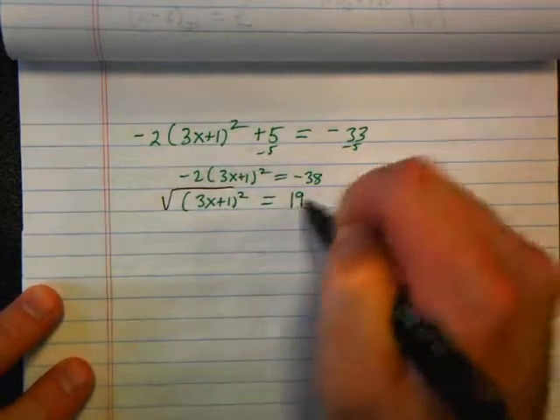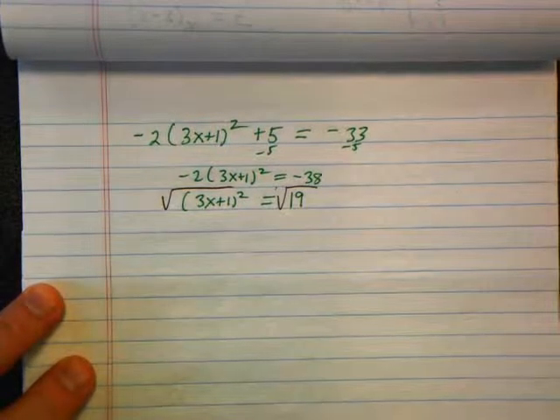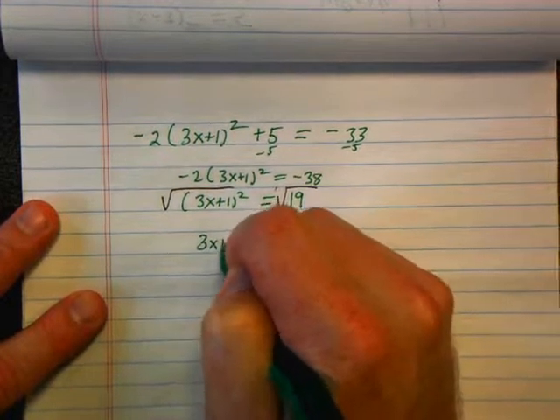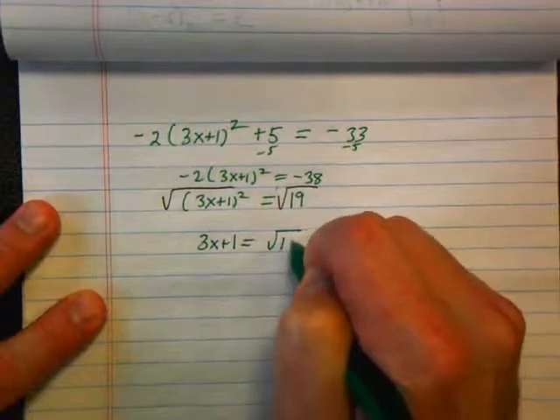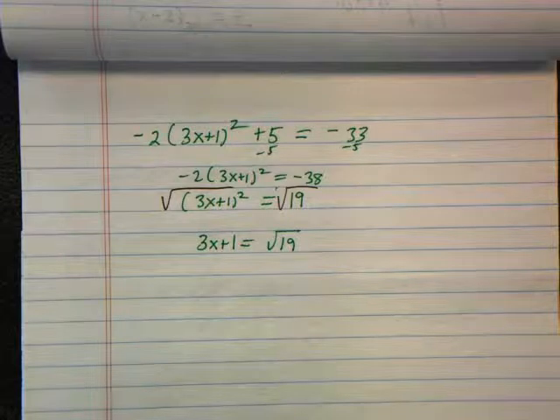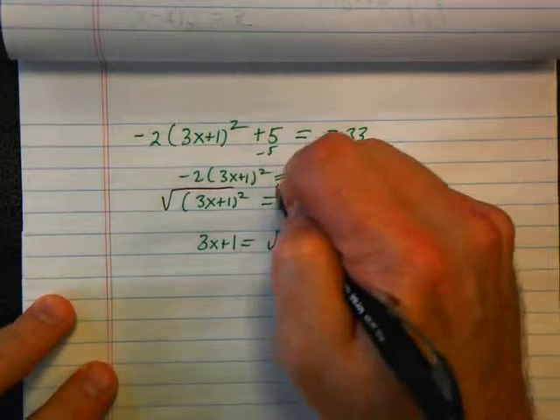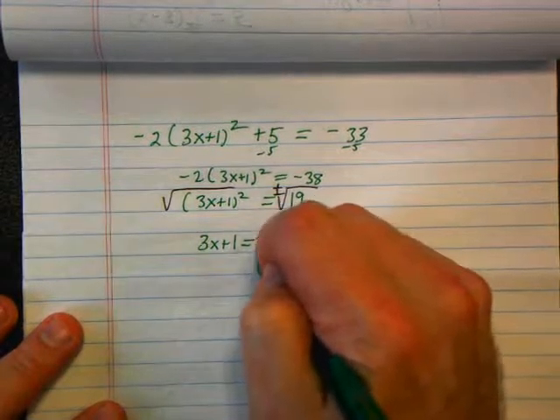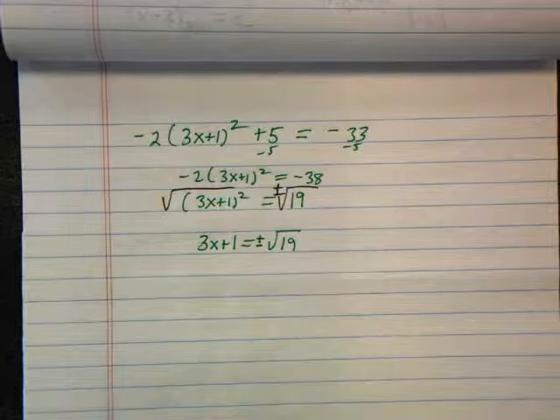We have 3x plus 1 equals square root of 19. Plus or minus, thank you. I was hoping somebody would catch that. And that's probably the biggest mistake people make. People will forget that there has to be two answers. You got to remember that plus and minus every time. That's probably the biggest mistake people make.